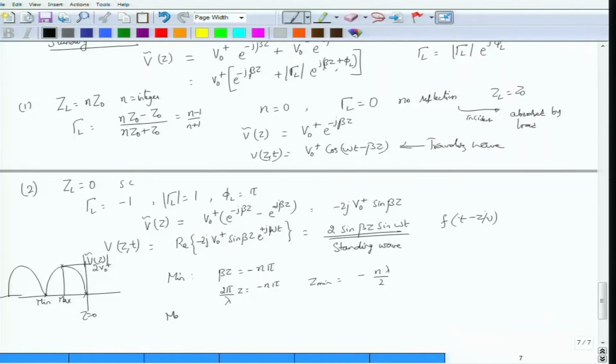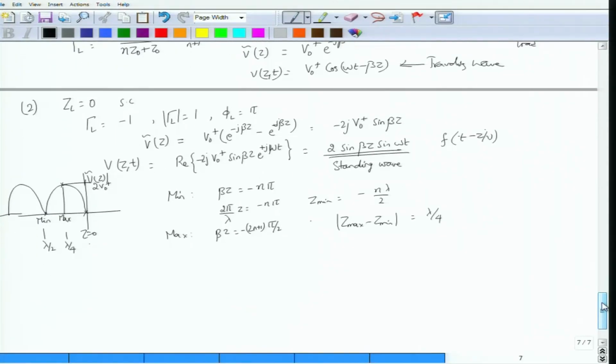Well, maxima for this one would occur whenever beta z is equal to pi by 2. It cannot be n pi by 2, it has to be (2n plus 1) pi by 2, and this has to be a minus, and these are the locations for maxima. In fact, the distance between maxima to minima magnitude must be equal to lambda by 4. So, if this is at z equal to 0, and the next minima occurs at lambda by 2, the maximum must occur at lambda by 4.